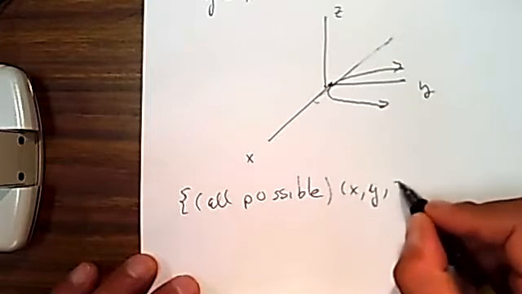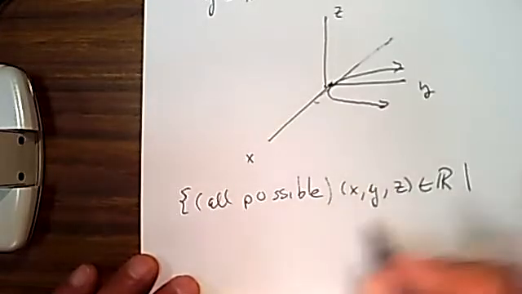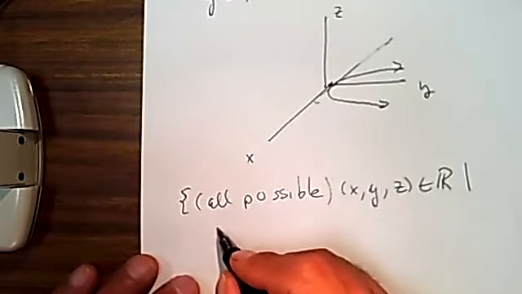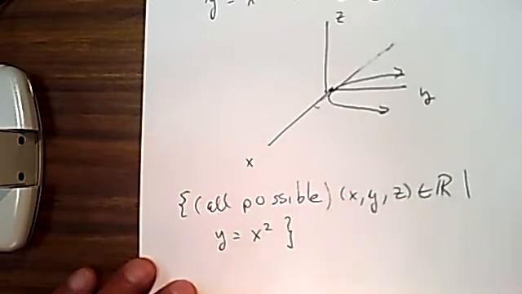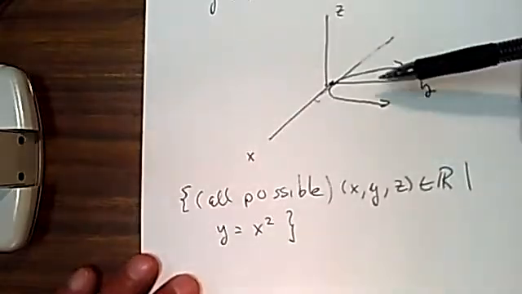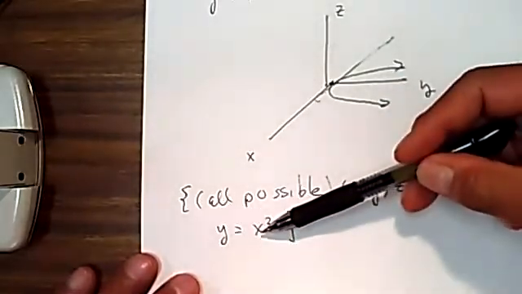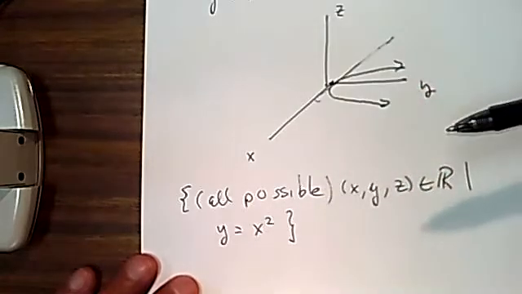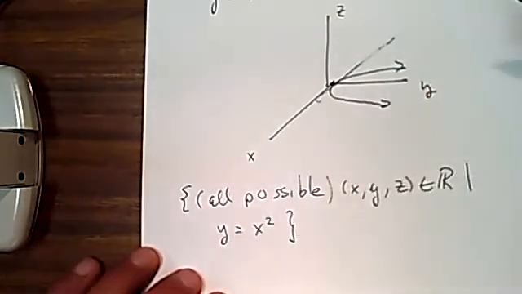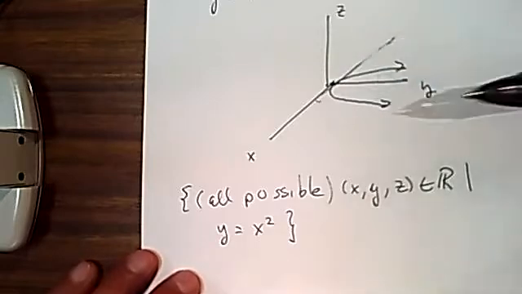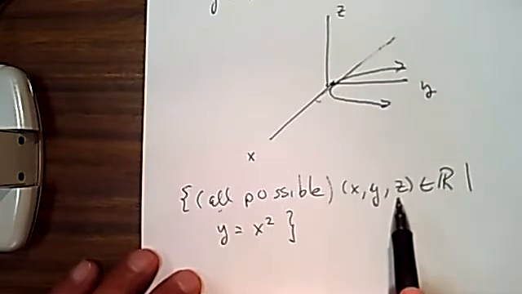We mean all possible x, y, z in real numbers such that y is x squared. So we have a condition. If x is 1, then y has to be 1. If x is 2, then y has to be 4. But if x is -2, y has to be 4 as well, just as with this parabola. But we want the set of all possible x, y, z's.